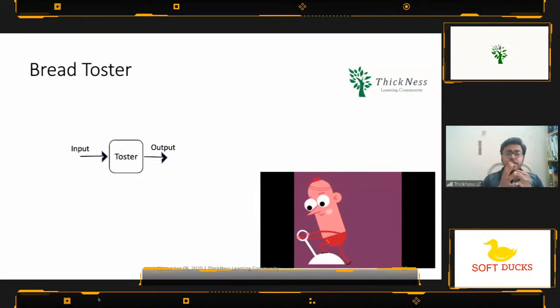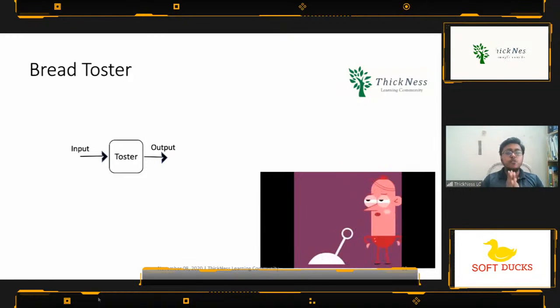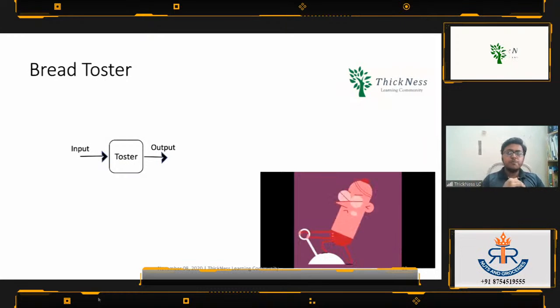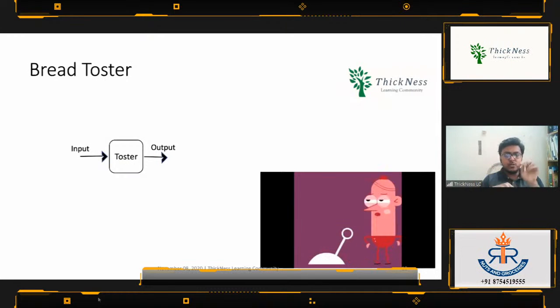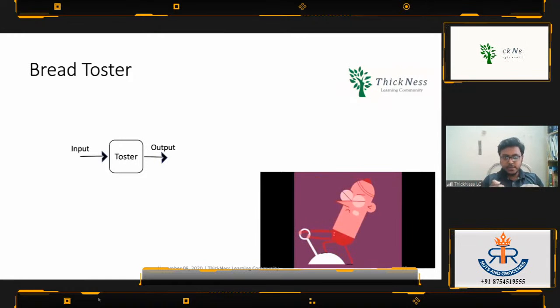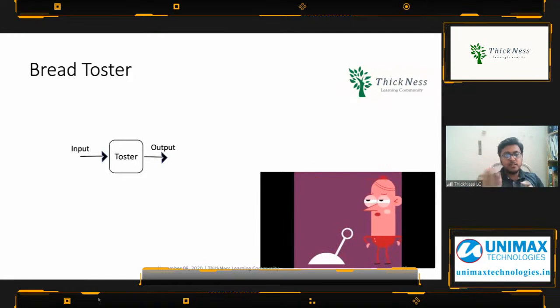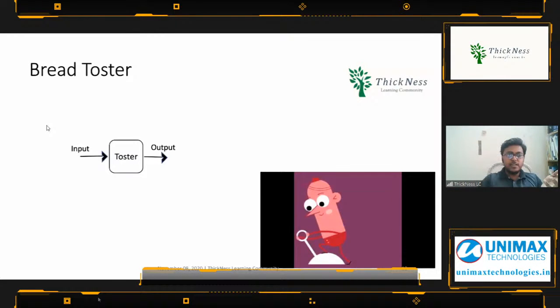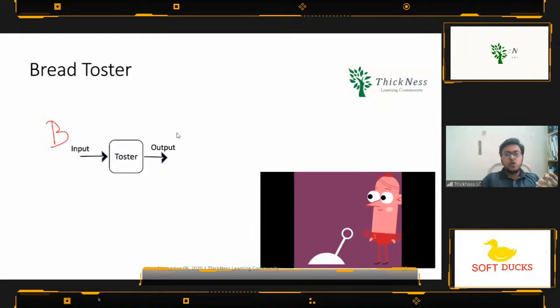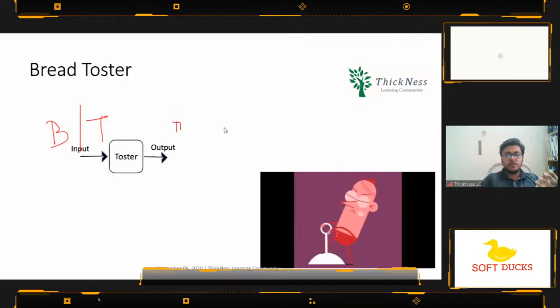Here, we'll take a bread toaster. The input of a bread toaster is a bread itself, and the output will be the toasted bread, right? What happens in the toaster? You just put the bread inside. You will set the timer, and after the time is ended, it will come out. The input will be the bread and the timer. The output will be toasted bread, right?